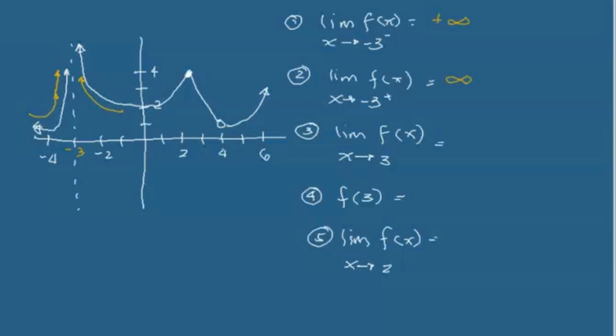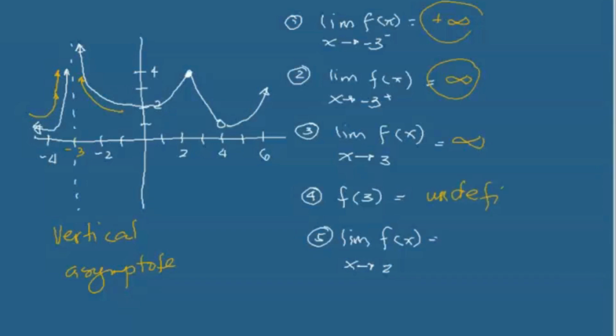So what is the limit of the function as x approaches negative 3? On both sides, our left-hand and right-hand limits are both infinity, so therefore it exists. So the answer is infinity. Now for question number 4, you're asked to evaluate what is f of negative 3. As you can see, this is our vertical asymptote. So it's nothing. So therefore, our answer here is undefined.